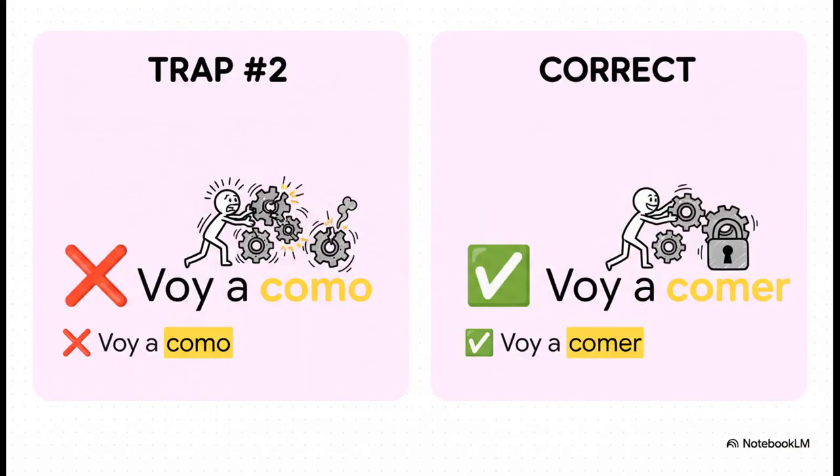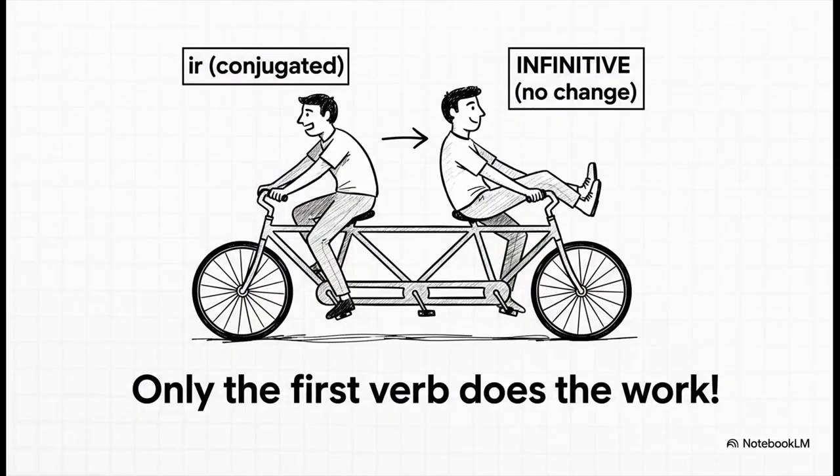Moving on to trap number 2, conjugating the second verb. You see it here in voy a comer. This usually happens when learners get a little overenthusiastic and they start conjugating everything in sight. But remember, the main action verb, you don't touch it. It should always be voy a comer. The rule is just so simple. Only one verb gets conjugated, and it's always ir. The second verb is just along for the ride.